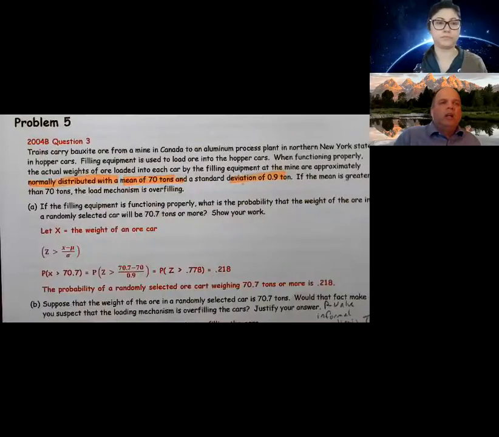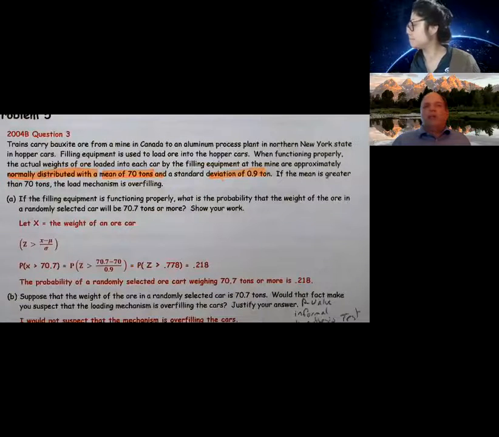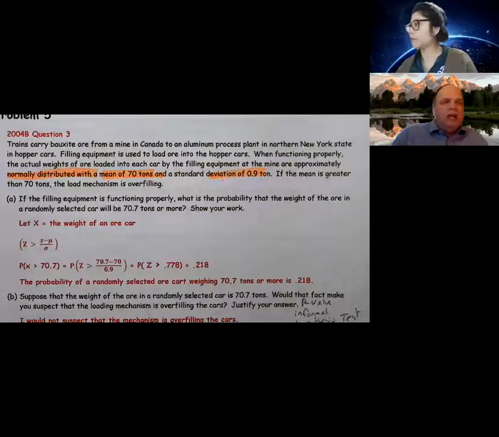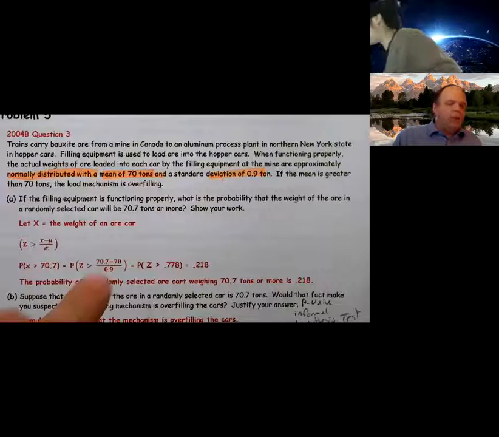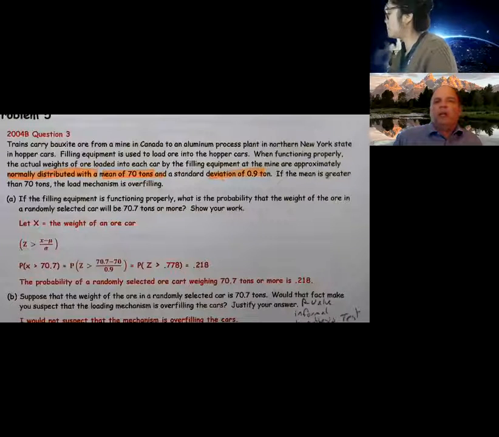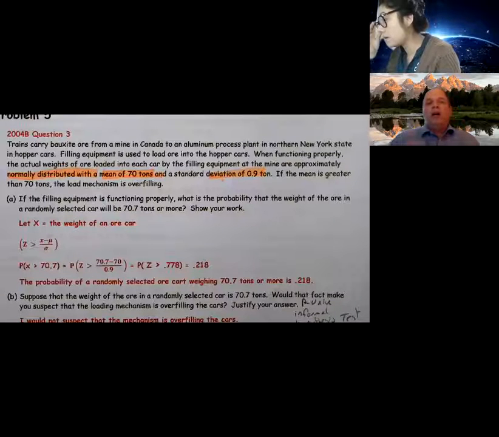So we're recording, and so question 5, we have trains carrying bauxite from Canada to New York State. They tell us that each train car is supposed to have a mean of 70 tons with a standard deviation of 0.9. And we're also told if the mean is greater than 70, the loading mechanism is overfilling. Essentially, we're almost running a hypothesis test without all the work that goes into it. You're saying, hey, the mean is 70, and we're going to test to see if it's greater. That's what we're looking for.